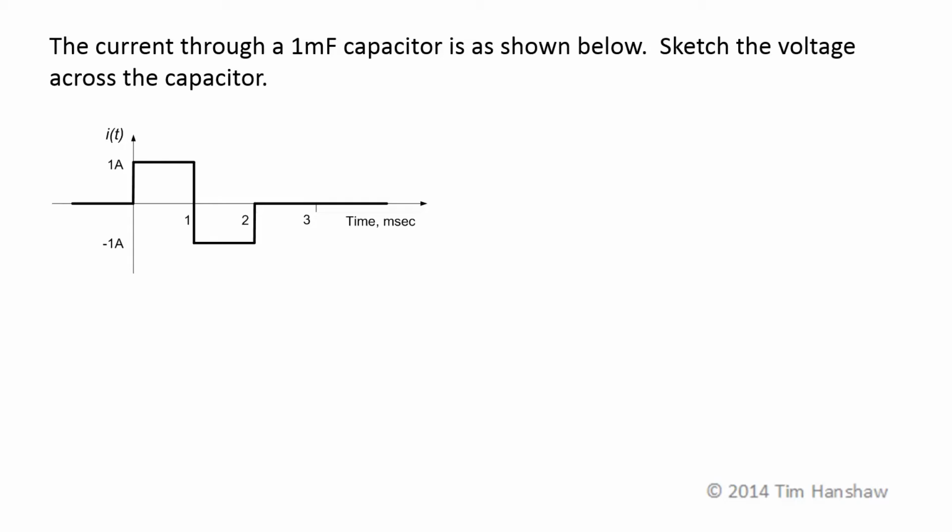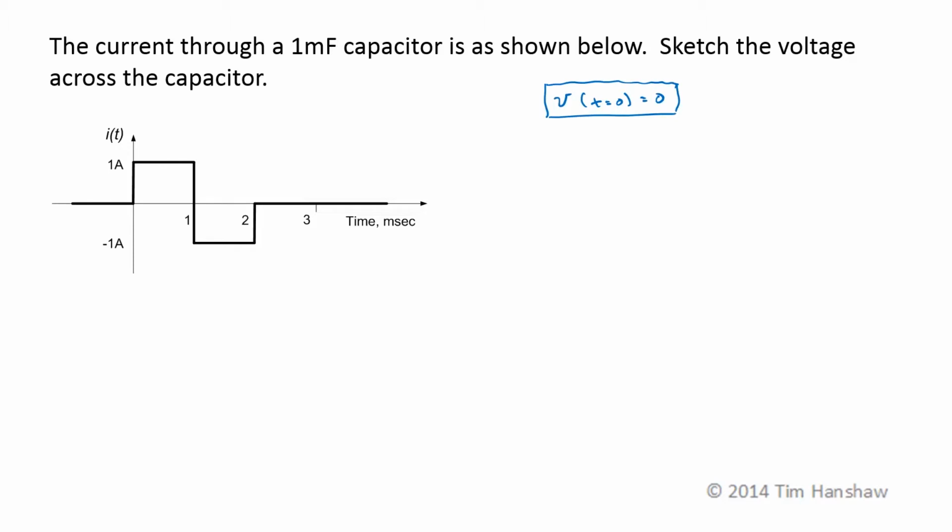Okay, here's the current through a 1 millifarad capacitor. I want to sketch the voltage across the capacitor. We're given that the voltage at t equals 0 is 0. There's no energy initially stored in the capacitor. The capacitor is said to be relaxed.